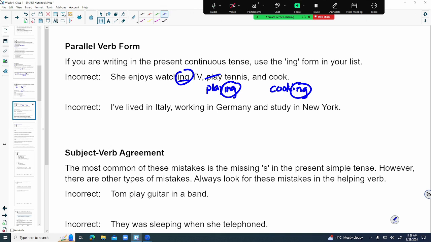Another example: I've lived in Italy, working in Germany, and study in New York. So these are our verbs: lived, working, study. Three verbs, all different tenses. So we need to have the same tense. So: I've lived in Italy, worked in Germany, and studied in New York. Okay, so all the same tense. Or: I live in Italy, work in Germany, and study in New York. Or if you want to change it to the future tense: I will live in Italy, will work in Germany, and will study in New York. But make sure that every verb in that sentence has the same tense. That's a parallel form.